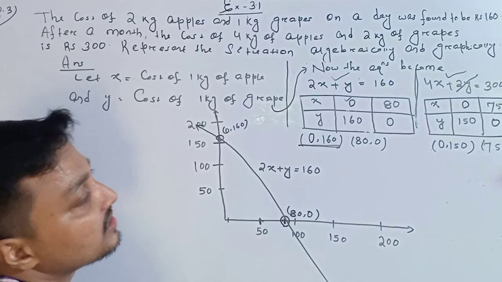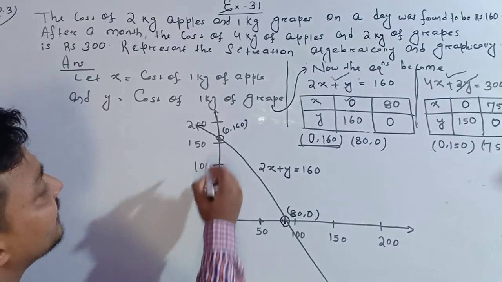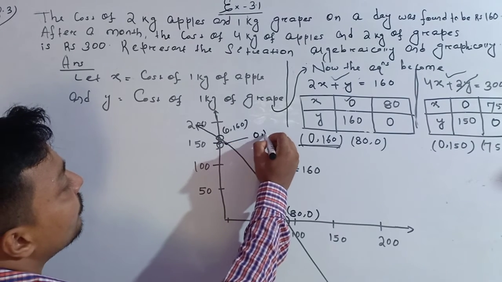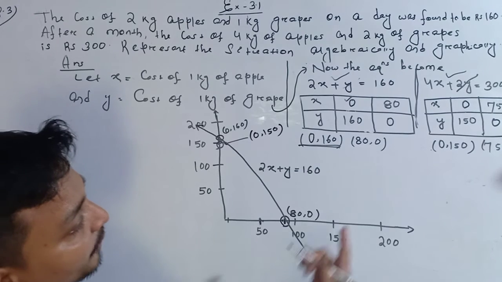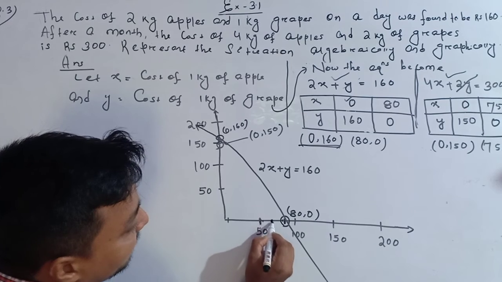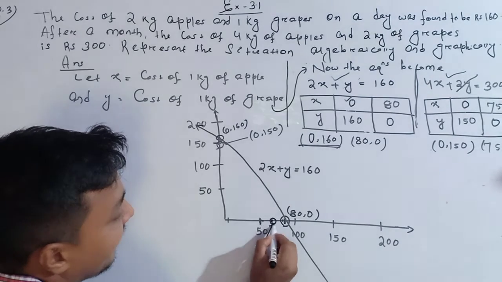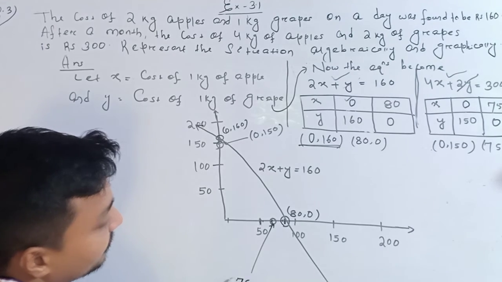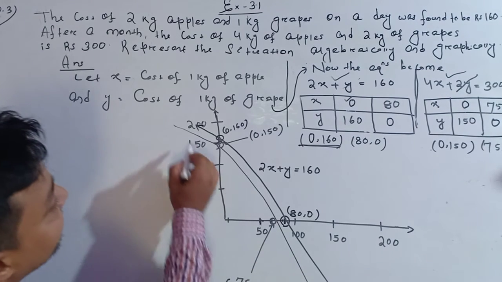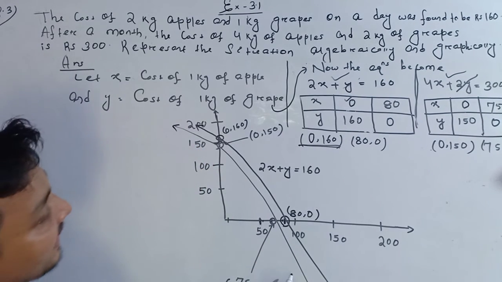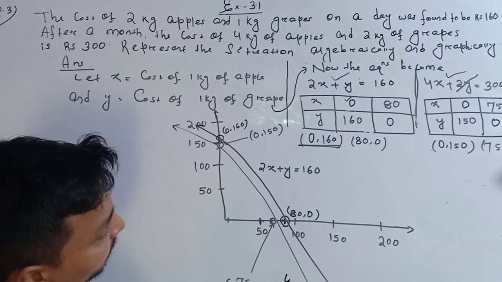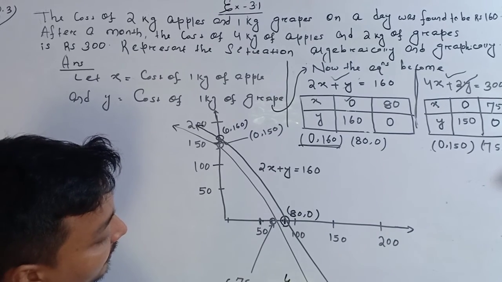For the second linear equation, the 2 points: the first point is 0, 150. 150 means this point. Another point is 75, 0. 75 and 0 means perfectly in the middle of 50 and 100. So this is the point with coordinates 75, 0. I have to join this point with this point and extend it. Understood or not understood? This is the graphical representation of 4x plus 2y equals 300.